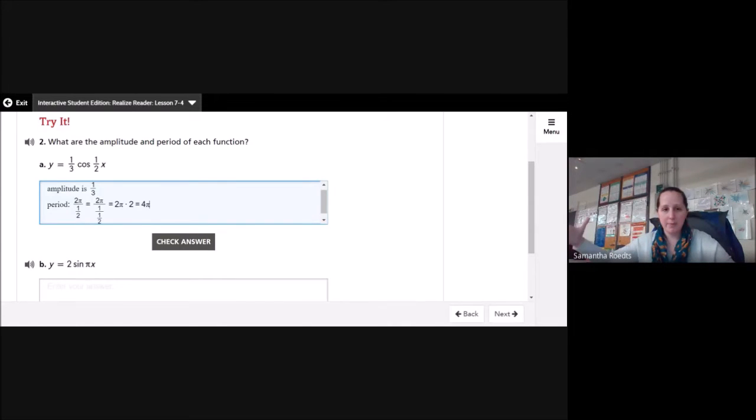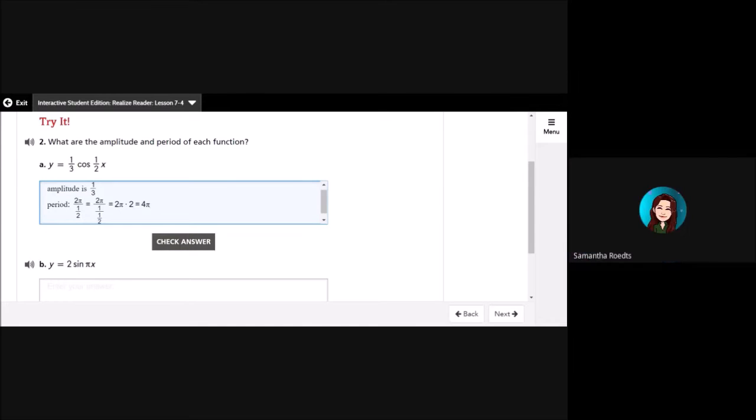So it was double the length. If it was 2x, I would be dividing by 2. But this time I'm taking 2 pi and I'm dividing it by 1/2.